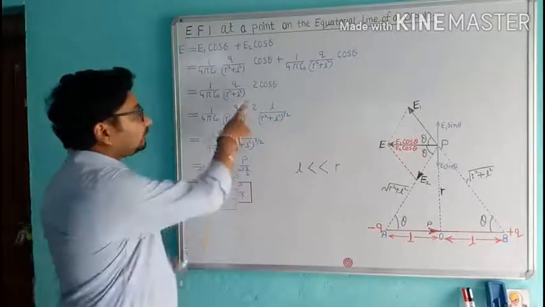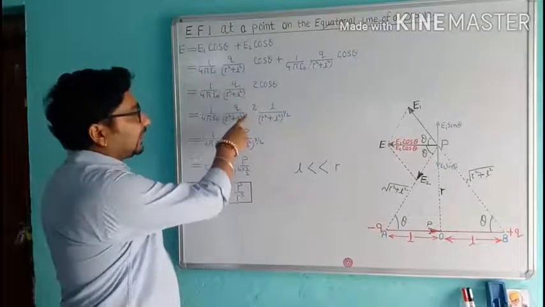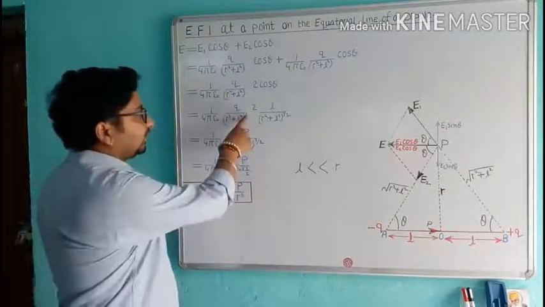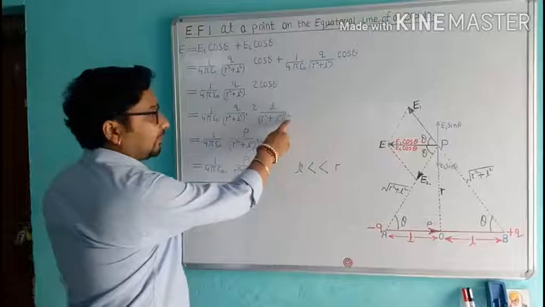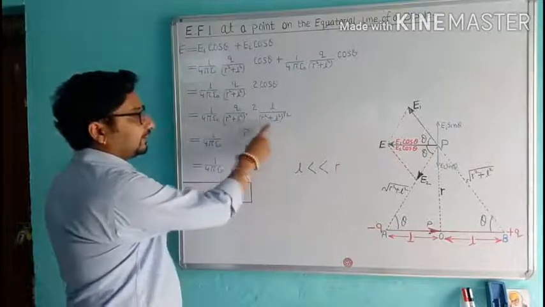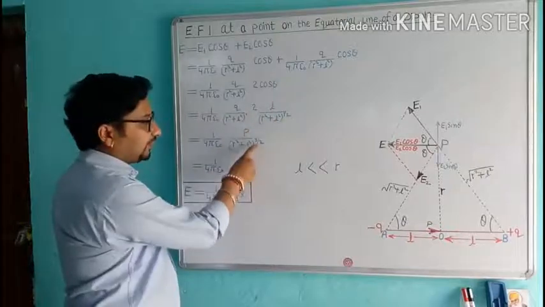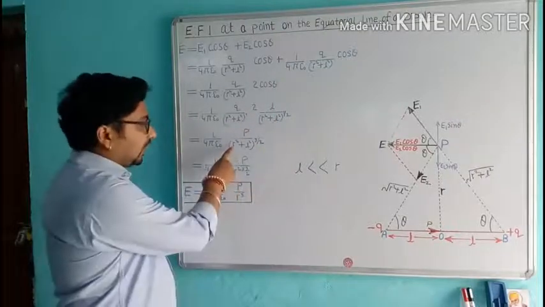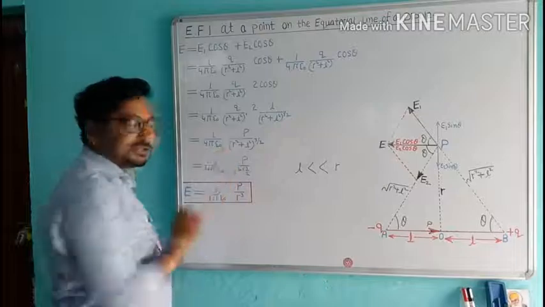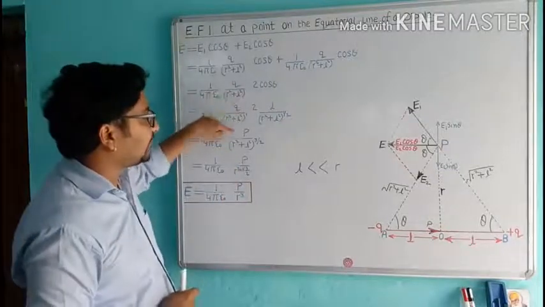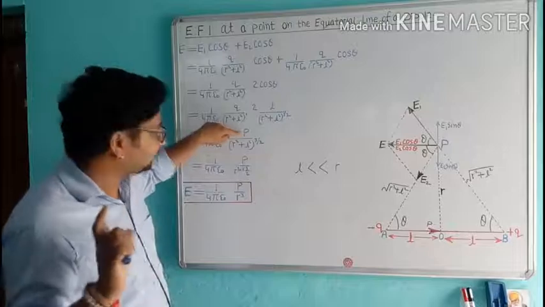Now, we can write this as power 1. This has power 1, this has power 1 by 2. Both have the same base, so we just add the powers. 1 plus 1 by 2, we get 3 by 2. R square plus L square to the power 3 by 2. And in place of Q into 2L we can write P, the electric dipole moment.